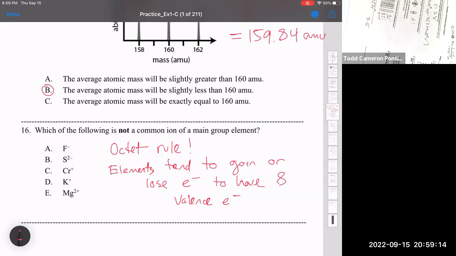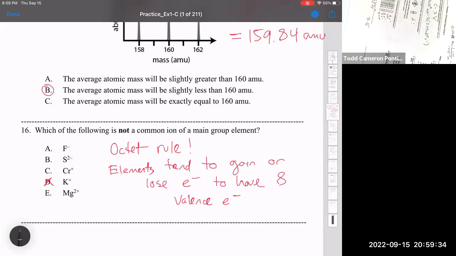Drop it as if it's hot. It's going to be much easier to just lose that 1 electron. So potassium tends to have a positive 1 charge. In fact, anything in group 1 tends to be positive 1. Anything in group 2 tends to be positive 2. So potassium plus 1, that's perfectly fine.